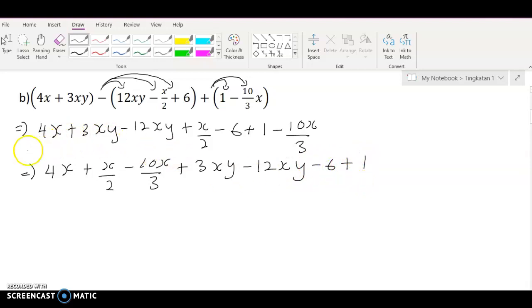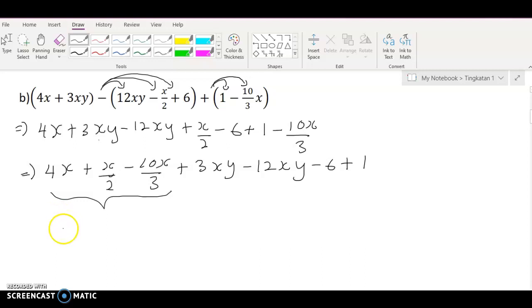Now, solve all the like terms. So here you should solve it. You have to make sure your denominators are the same. So we will use a denominator of 6.